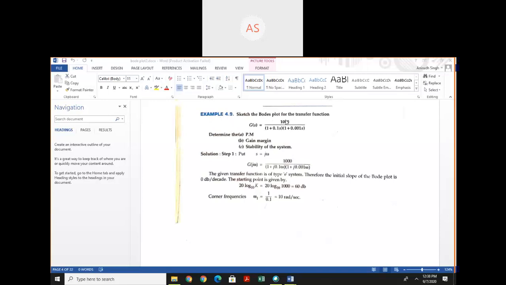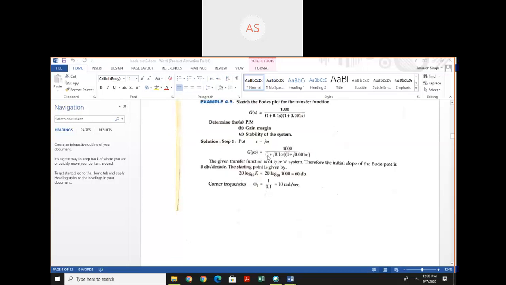First question is: draw the Bode plot for the given transfer function G(s) is 1000 divided by (1 plus 0.1 s) multiplied by (1 plus 0.001 s). Determine phase margin, gain margin and stability of the system. First, substitute s equal to j omega, then G(j omega) is equal to this.